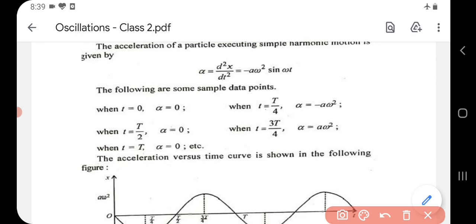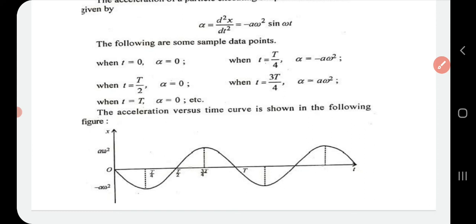Finally, acceleration versus time. As usual, acceleration is nothing but d square x by dt square, which is minus a omega square sin omega t, which we have already discussed in the last class. Here also, you substitute different values for the small t, that is 0, T by 2, T by 4, 3T by 4, and calculate the value of this acceleration. So based on those values, you will draw a curve, and the shape of the curve is like this.